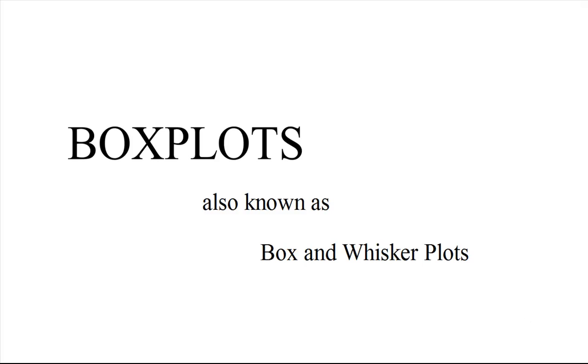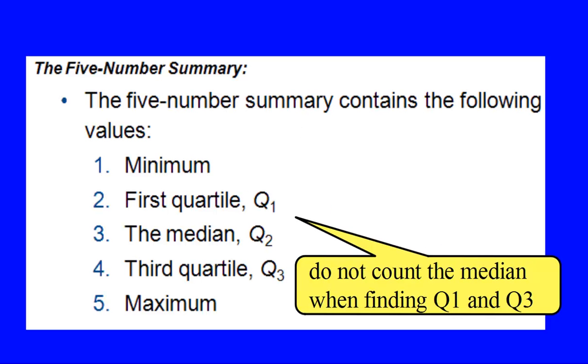Now we'll study box plots. Sometimes they're known as box and whisker plots. They're made by something called a 5-number summary. You take your minimum, the lowest number, and the maximum, the highest number. From there, you find the median, also known as Q2.